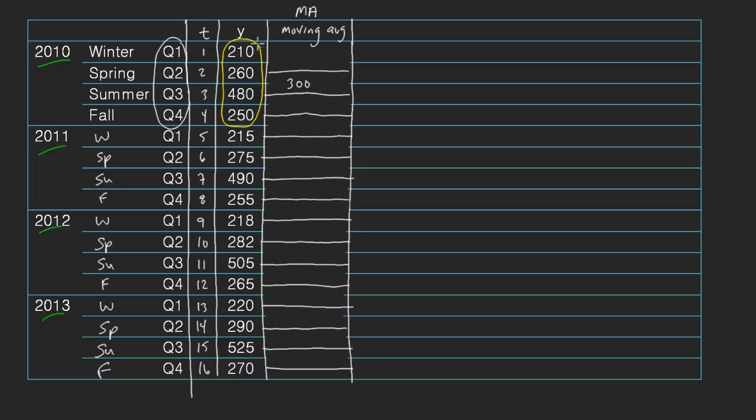So, like I said, my first average, which is the average of the first 4 values, comes out to be 300. But considering that this is a moving average, what that implies is that I now have to get my second average, which is going to be the average of the next 4 numbers. So 260 plus 480 plus 250 plus 215. I divide that by 4 to get my average, and the result comes out to be 301.25.